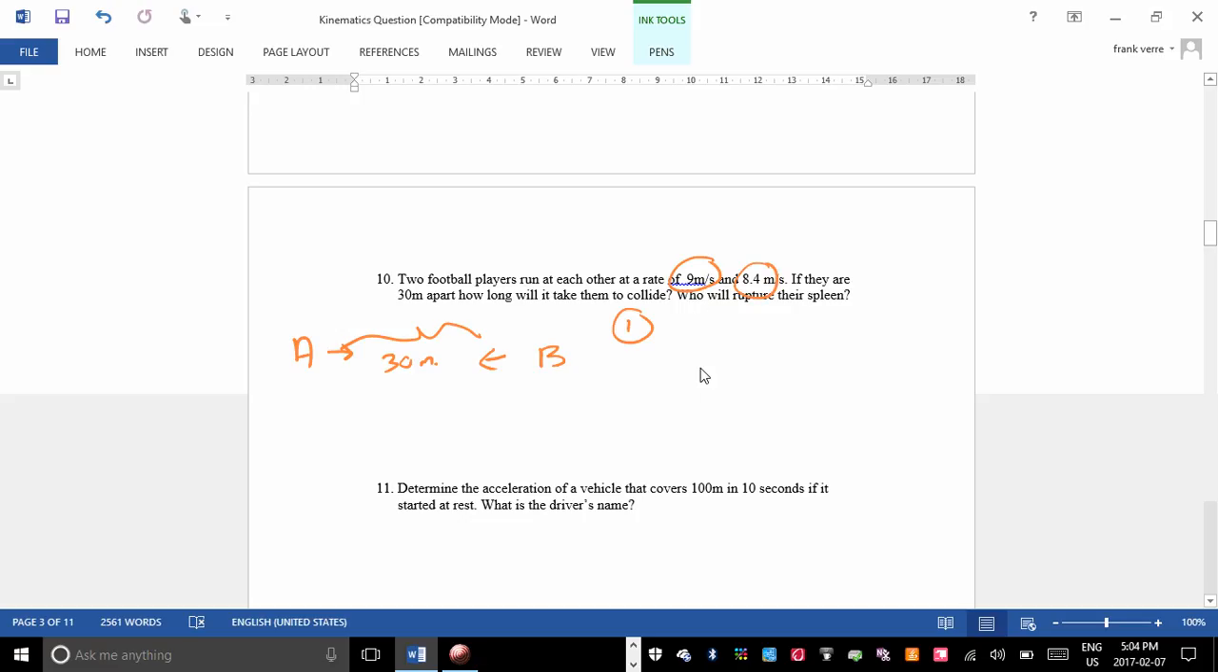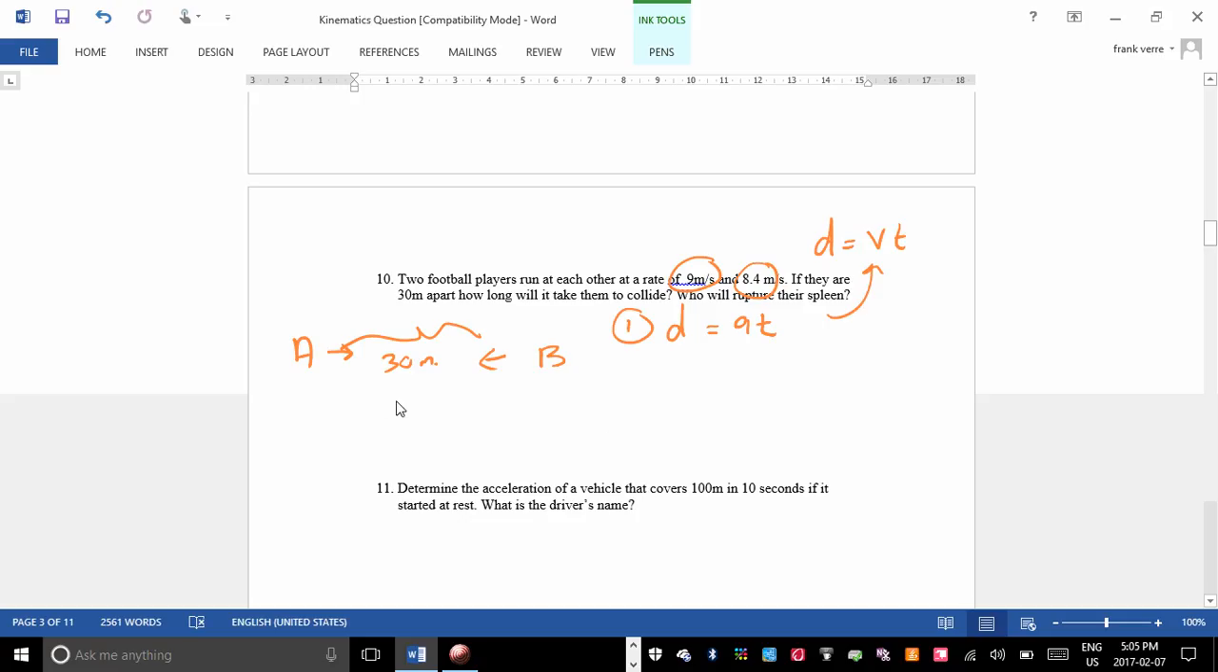So let's look at player A. Player A is going to travel a distance, which we're going to call d. And the distance they're going to travel is a function of how fast they're traveling, which is their speed, times the amount of time they're traveling. So this is simply the equation d equals v times t.